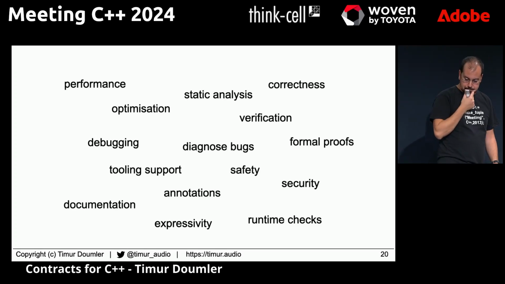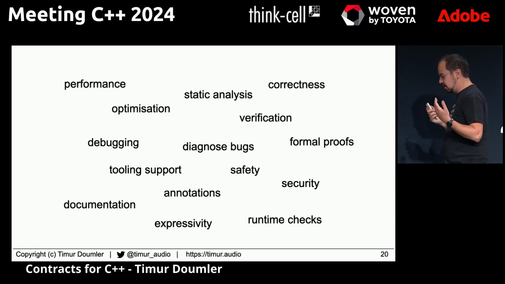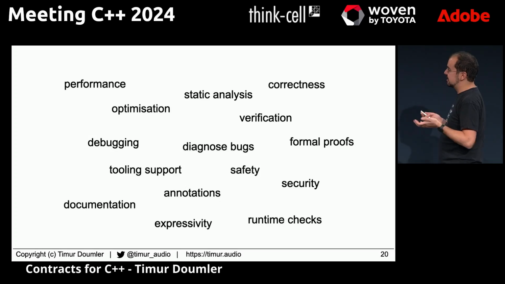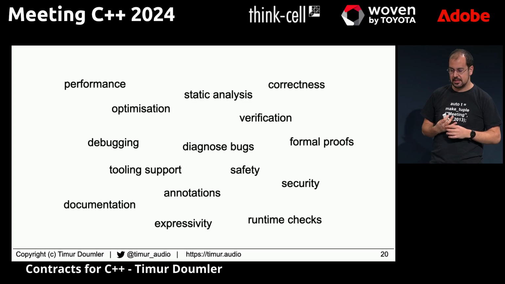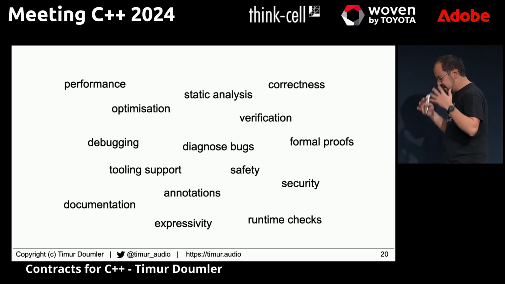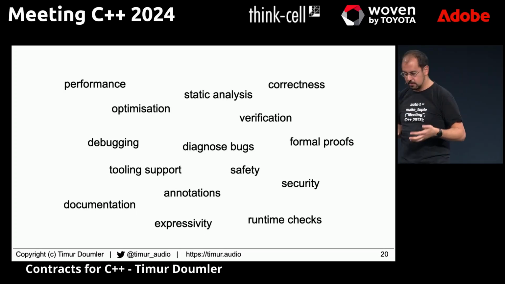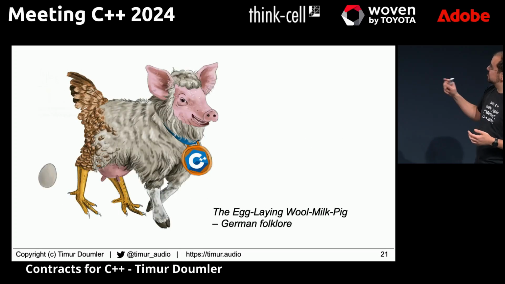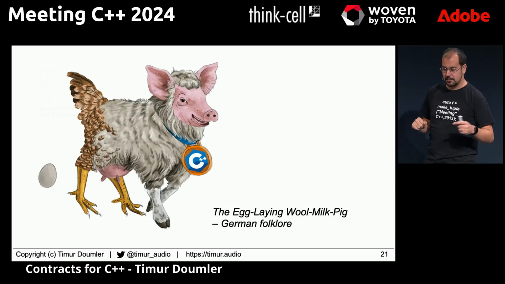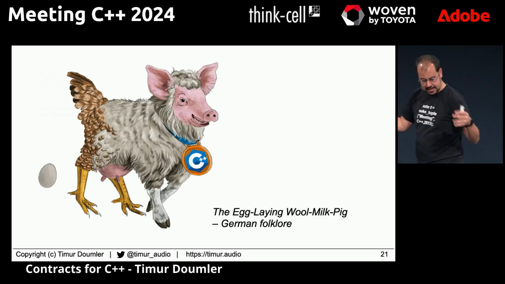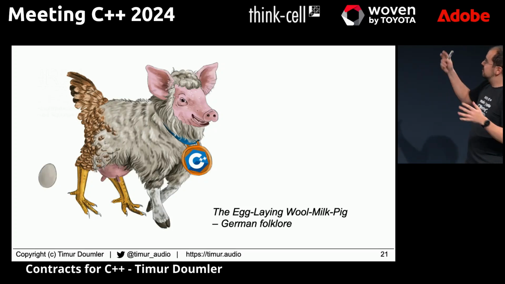So that is a bit of a problem, because you can't really do all of these things at the same time with one feature. Otherwise, it's going to be so complicated that you'll never be able to specify and implement it. There's a bit of an analogy here. As a Russian who grew up in Germany, I can draw on the rich folklore of both of those countries. This is one thing from German folklore, which the Germans will be familiar with. It's the egg-laying wool milk pig. It's a thing that does everything. It gives you milk, it lays eggs, it gives you fur and meat and everything at the same time. Unfortunately, that thing doesn't exist.